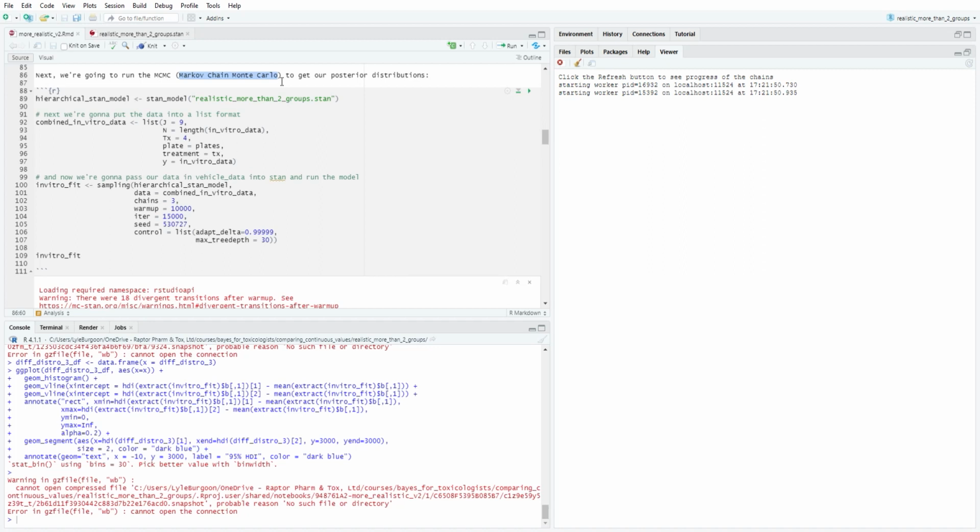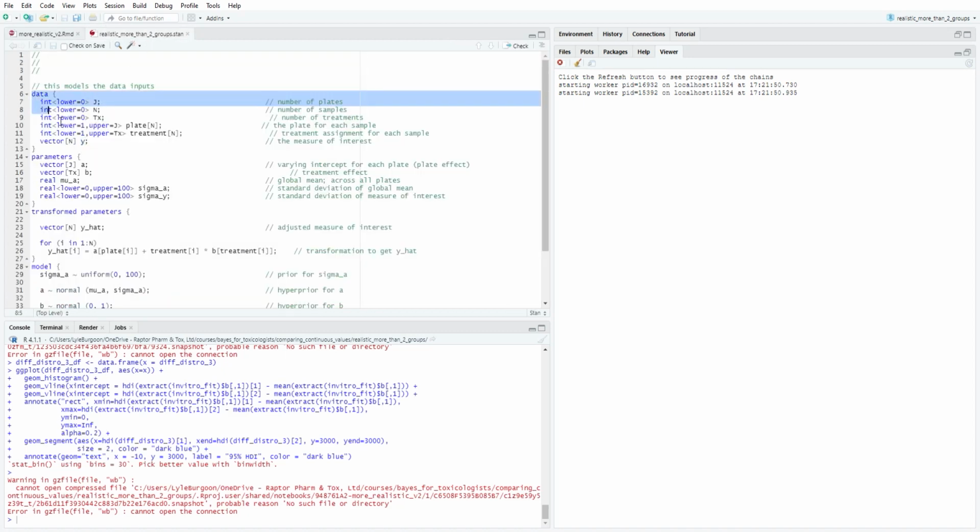If you really care, you can go look at the documentation for Stan and figure out how exactly they do the Hamiltonian Monte Carlo. Anyway, we're going to do that to get our posterior distribution. So here we're going to load in the Stan model. So let's go back to Stan. We talked about this data block right here, right? We've talked about this just a few minutes ago.